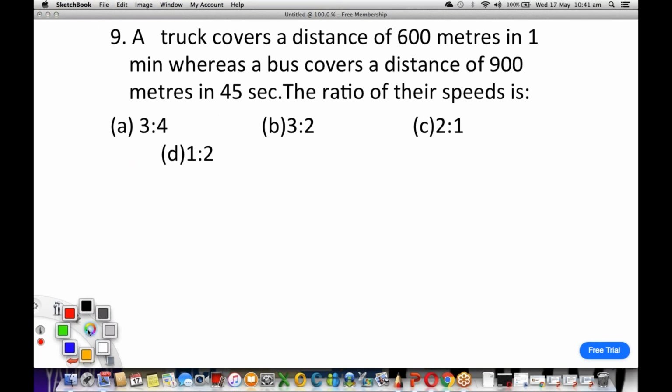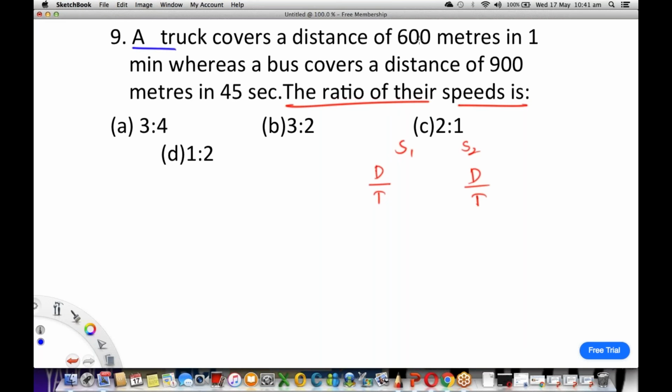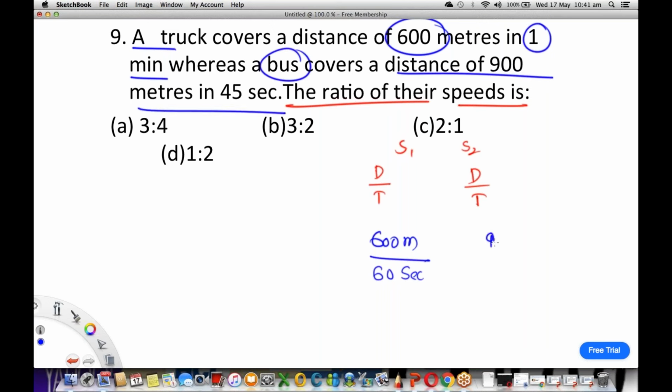So simply, if you look at the final required quantity, the ratio of the speeds is being asked. Speed is nothing but distance traveled by time. He's asking the speed of the first truck and the speed of the second. A truck covers a distance of 600 meters in 1 minute, and 1 minute is 60 seconds. Whereas the bus can cover a distance of 900 meters in 45 seconds.